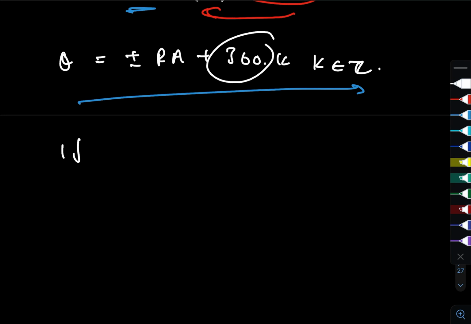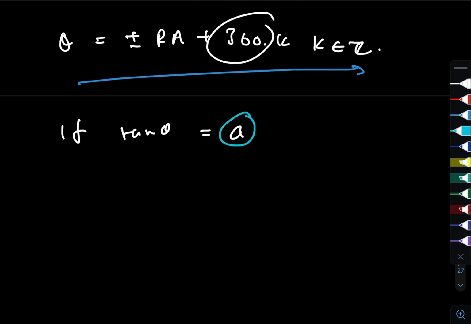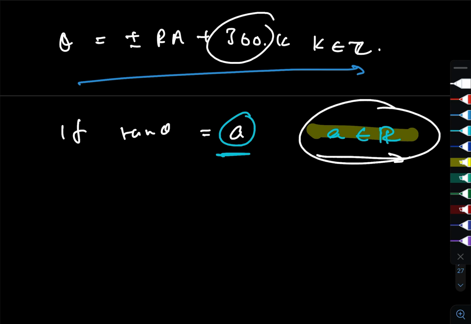What about tangent? If you're given tangent theta equals a, now for the tangent, we're going to work with it a little bit differently compared to the other ones. The a for tangent can be any number as long as that number is a real number. So a can be an element of the real numbers. We can go from negative infinity all the way to positive infinity with a. So any number will work as long as it's a real number and not a complex number. Now, complex numbers aren't going to work.